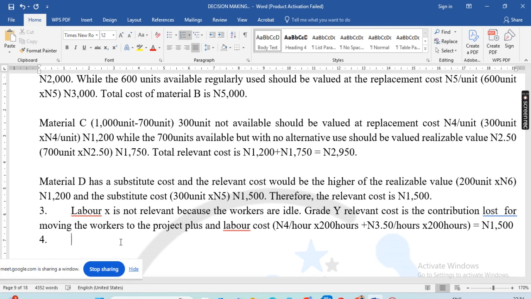So now, variable overhead is always a relevant cost unless stated otherwise. If they say apportionment, that is when you say it is not relevant.